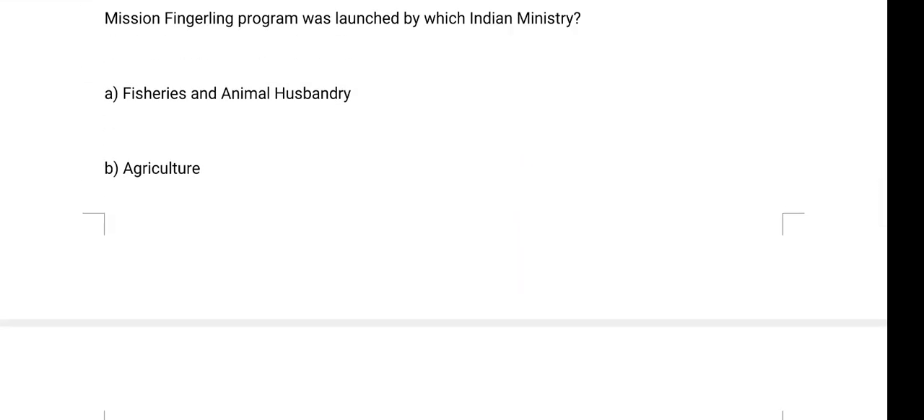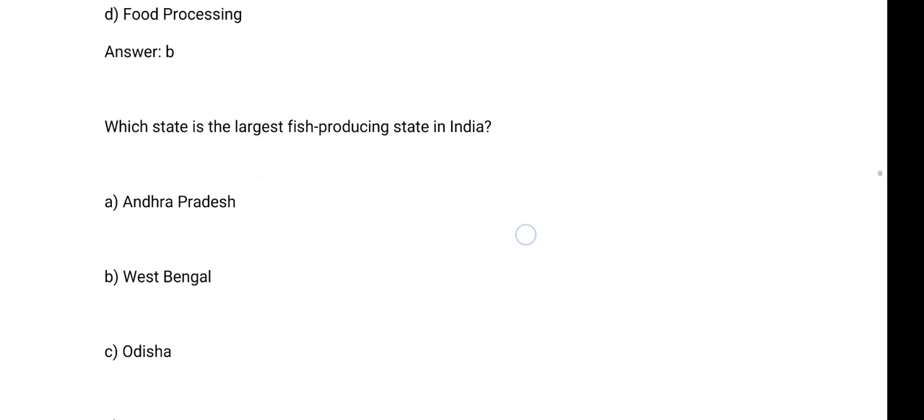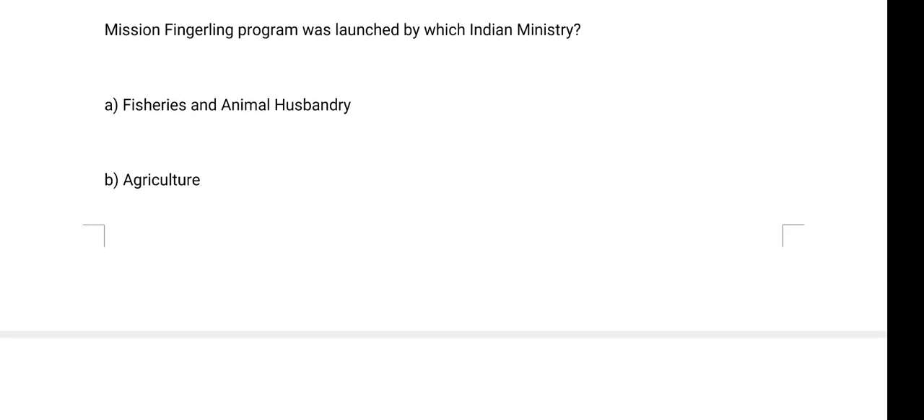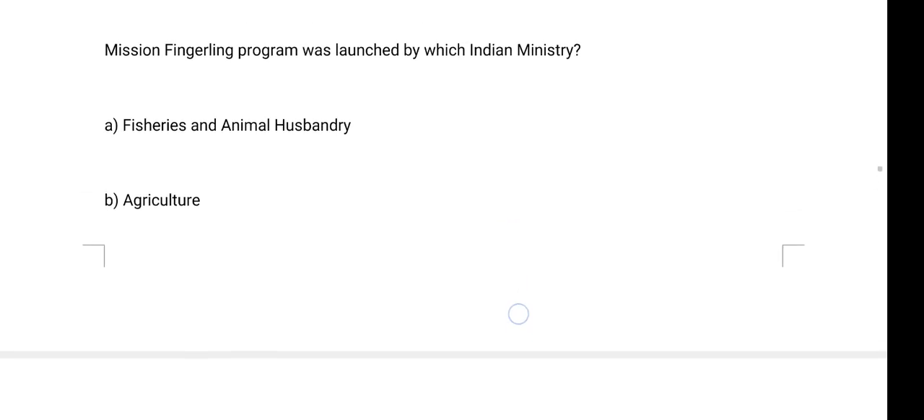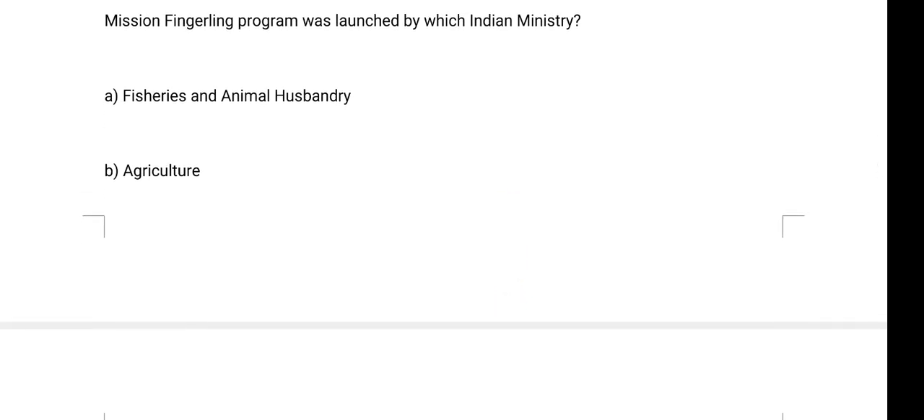Once we look at this question, you would think the option will be fisheries and animal husbandry, but here it is mentioned agriculture. You may check, or I will mention the correct answer in the comment section.